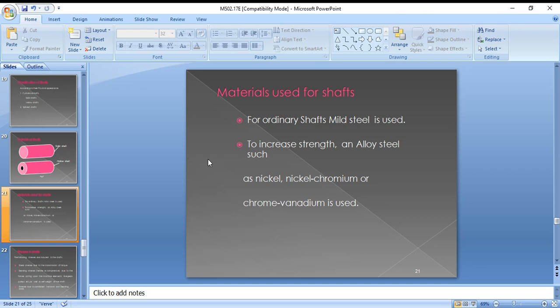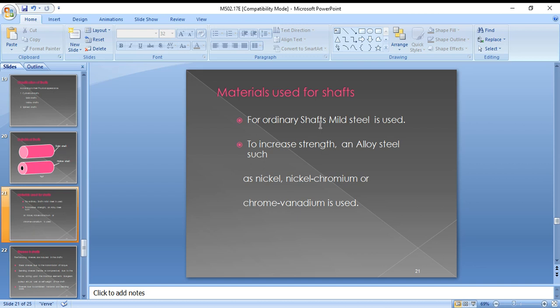Depending on the requirements, shafts can be made of plain carbon steels or alloy steels. For ordinary shafts, we use mild steels. All commercial shafts are usually made of carbon steels having 0.25 to 0.4% of carbon. That is nothing but mild steel. Mild steels are used for ordinary shafts which have normal strength.